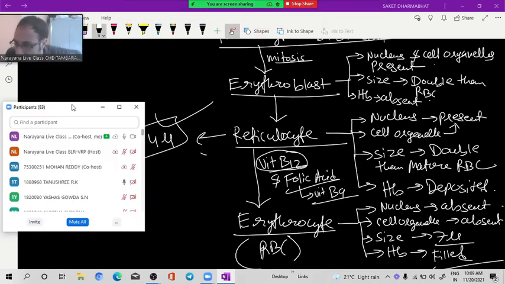Is RBC prokaryotic or eukaryotic? RBC is actually eukaryotic only. We can't call it prokaryotic. See, in prokaryotes, first of all, the cell wall is present. All prokaryotic cells contain a cell wall. But in the RBC, is any cell wall there? No. Second thing, in prokaryotes, ribosome is present. Which kind of ribosome? 70S ribosome. But in the RBC, there is no ribosome present. No protein synthesis is going on.